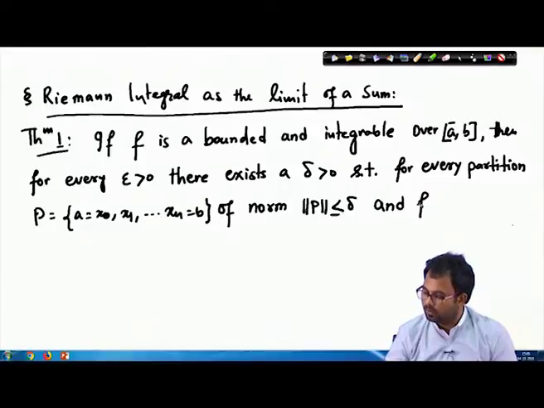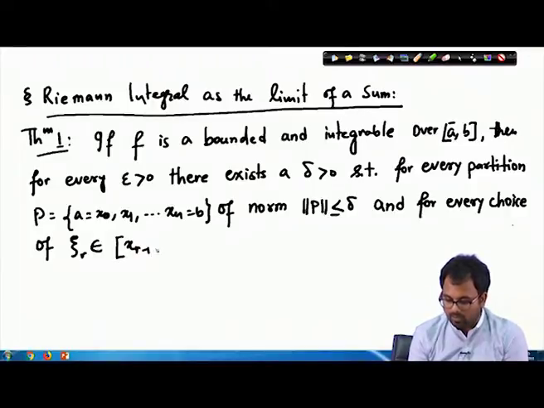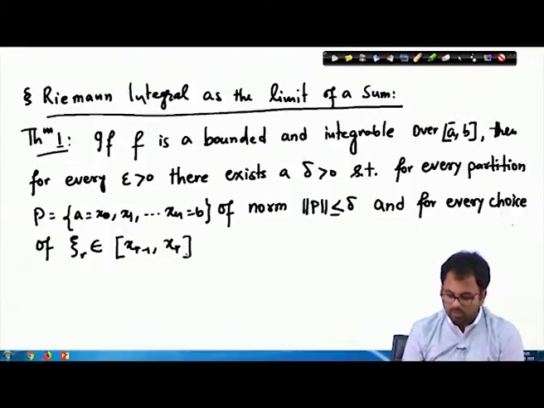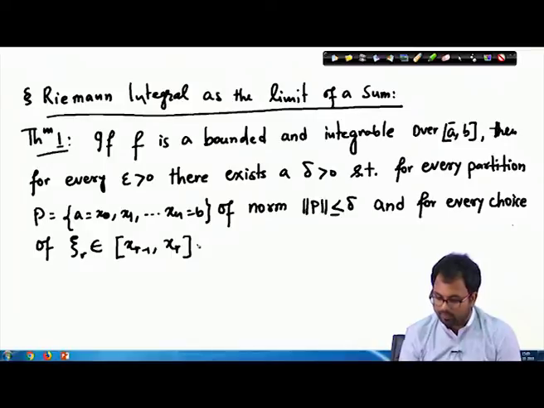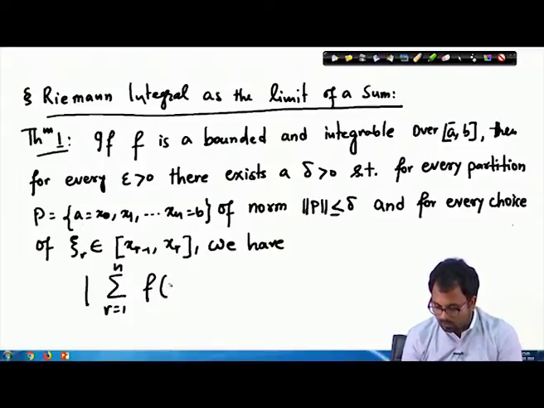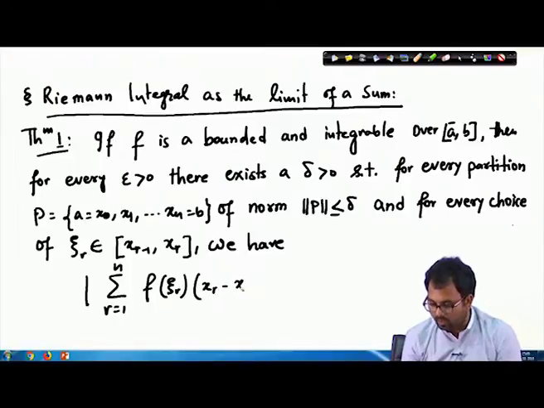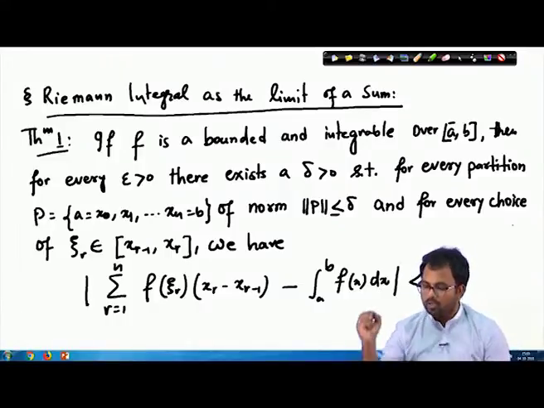and for every choice of psi_r in the r-th interval [x(r-1), x_r], we have that the absolute value of the sum of f(psi_r) times (x_r minus x(r-1)), minus the integral from a to b of f(x) dx, is less than epsilon. So what does this theorem actually say?